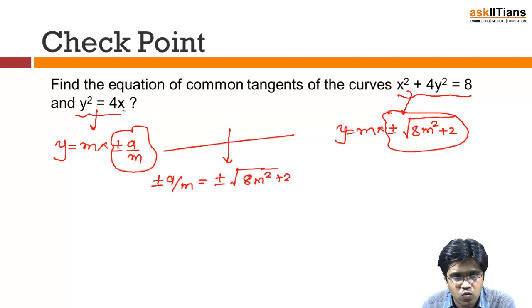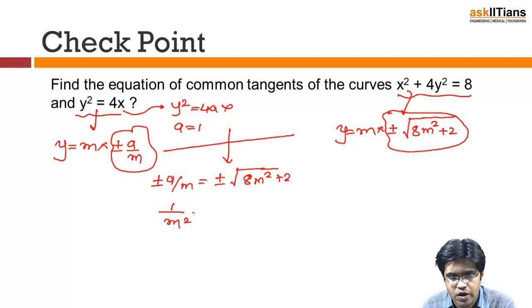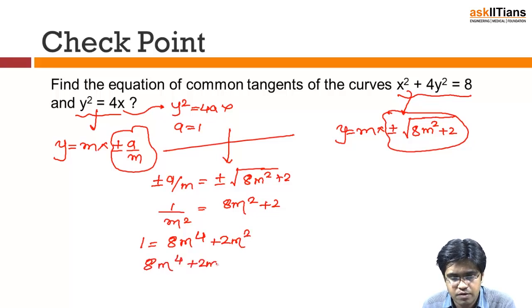Also remember that this is the y square is equal to 4ax form, that means a is 1. So if I square both sides and put the value of a, that is 1 upon m square is actually equal to 8m square plus 2. If I cross multiply and solve for it, I'm going to get 1 is equal to 8 m to the power 4 plus 2m square. That is 8 m to the power 4 plus 2m square minus 1 is equal to 0.